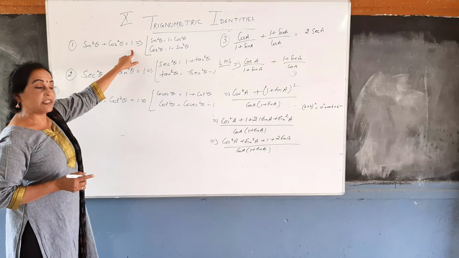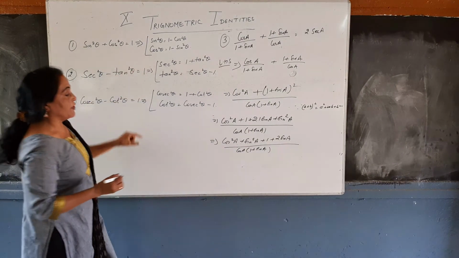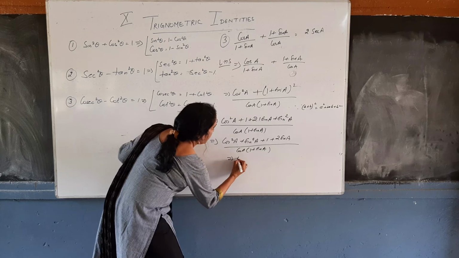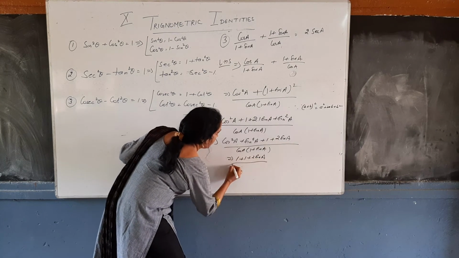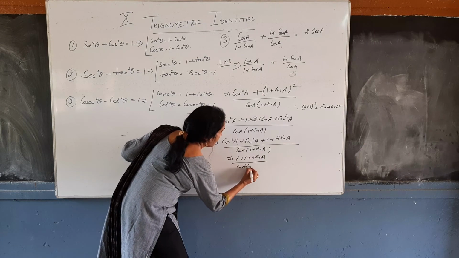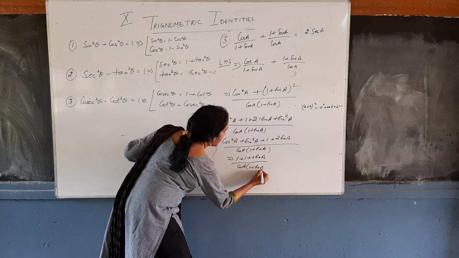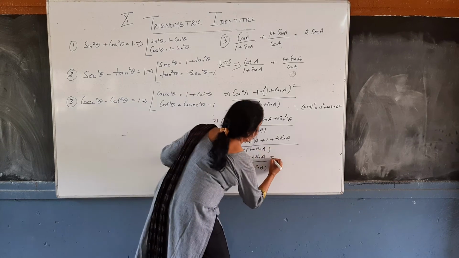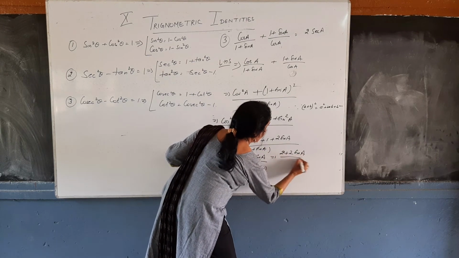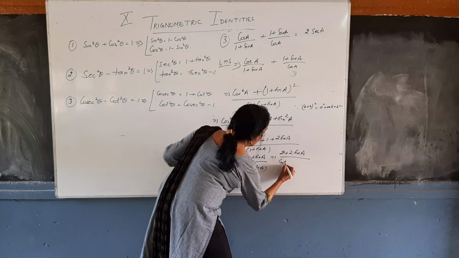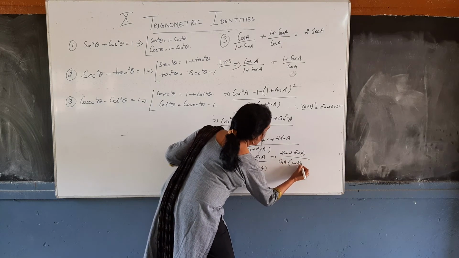So we will replace this cos square A plus sine square A by 1. So we will get here 1 plus 2 times sine A upon cos A into 1 plus sine A. Now see, further we will write 2 plus 2 sine A upon cos A into 1 plus sine A.